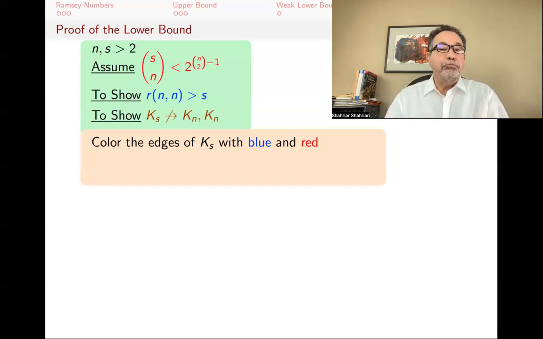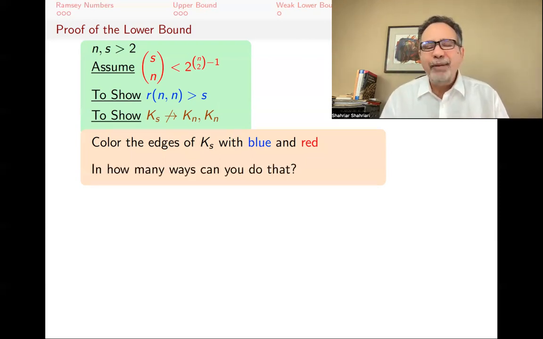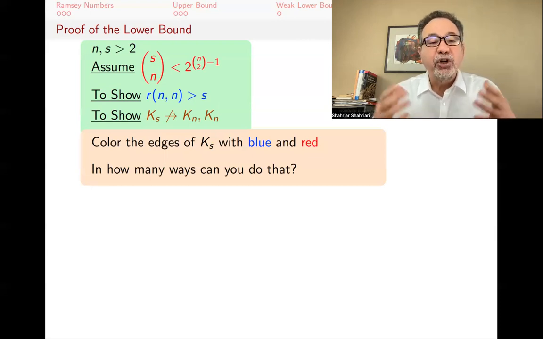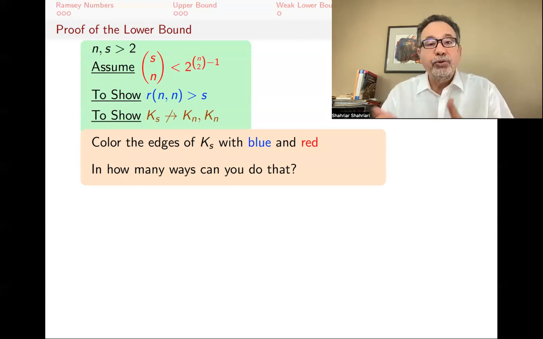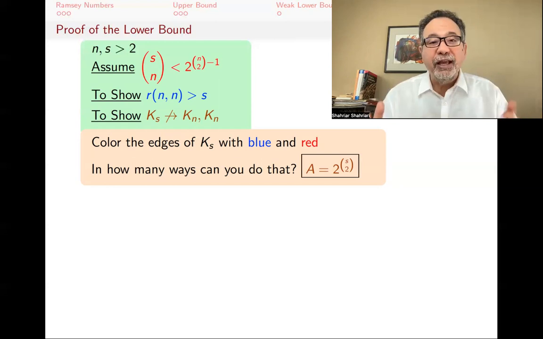So I'm going to say, okay, this is the way we're going to do it. Color the edges of K_s any way you want with blue and red. I'm not going to tell you to color it in a particular way. I'm just going to say color it in any way you like. And I'm going to ask, how many ways can you do that? How many ways are there possible to color the edges of K_s using blue and red? Well, for every edge, you have two choices, blue or red. After you do that, for this other edge, you have two choices, blue and red. So 2 times 2 times 2 times 2, as many as there are edges. How many edges does K_s have? s choose 2. So the total number of ways of coloring the edges of K_s with blue and red is 2 raised to the power s choose 2.